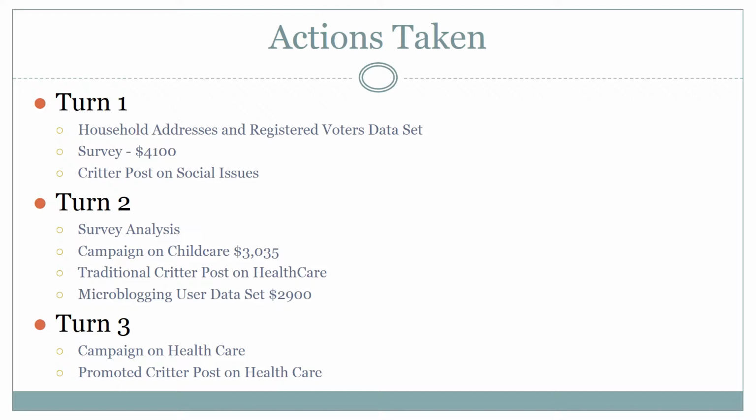Turn 2 began our data analysis for initial survey data from Turn 1. This data revealed the most important issues, significant voter demographics, and it showed which voters were apolitical.